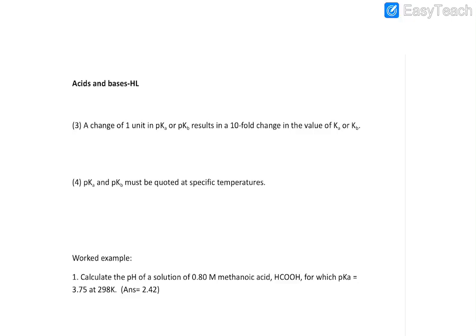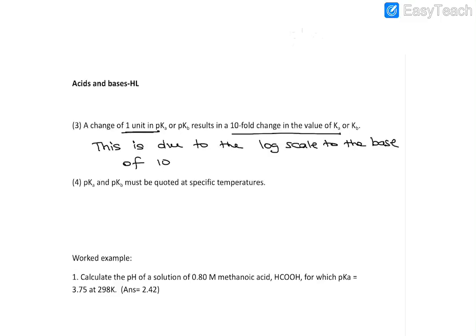The next point important to note is that a change of 1 unit in pKa or pKb value results in a 10-fold change. So the same thing applies on a pH or a pOH scale. So this is because of the logarithm scale to the base of 10. So if you have one weak acid with a pKa of, let's say, 1 and another one with a pKa of, let's say, 2, so the difference between the pKa value is 1 unit, therefore it's going to be 10 to the power of 1, so a 10-fold change.